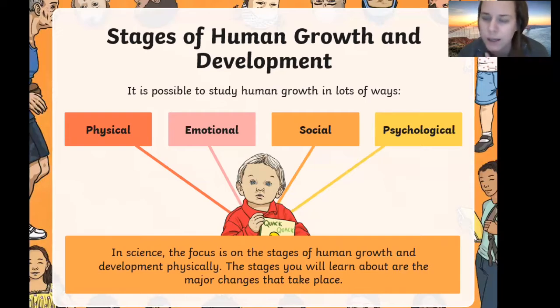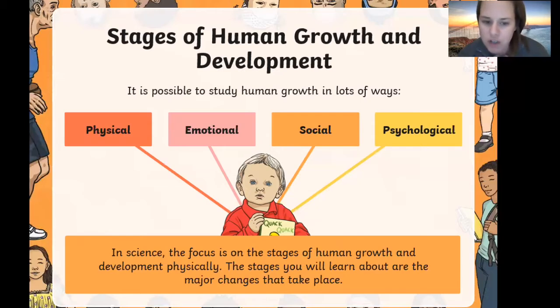When we're babies, we tend to just cry to get the things that we need, whereas as we grow, we are able to explain and express our needs, aren't we? Socially, our social skills develop, we understand how to interact with people differently, and psychological means our brain and our mind.